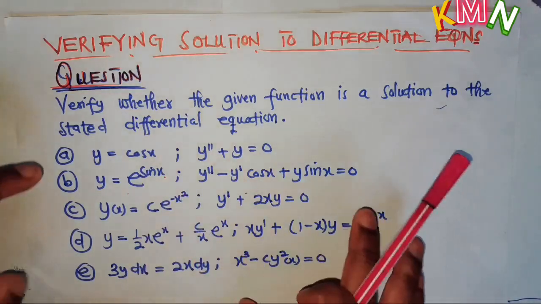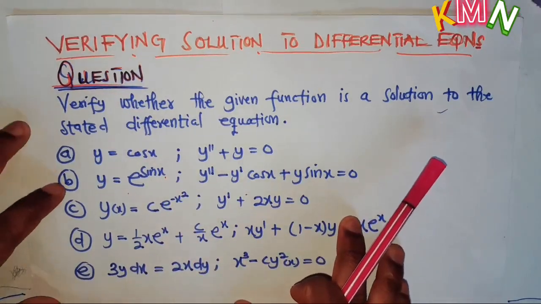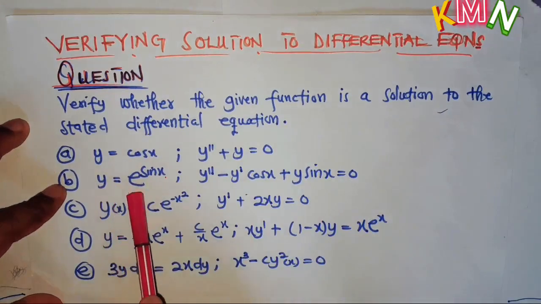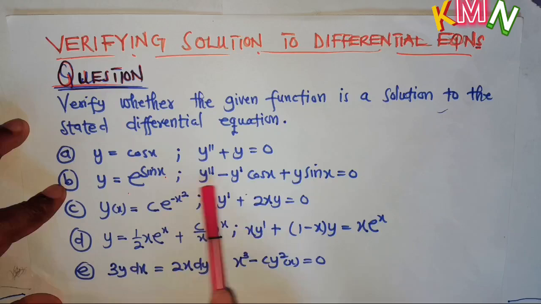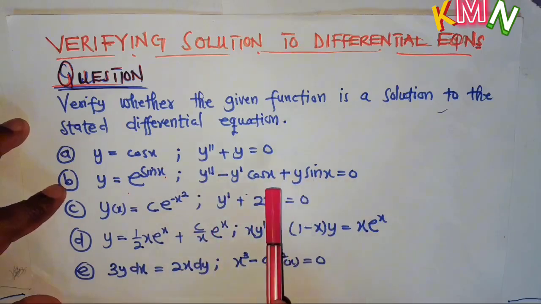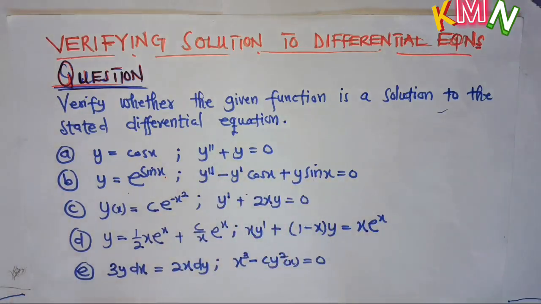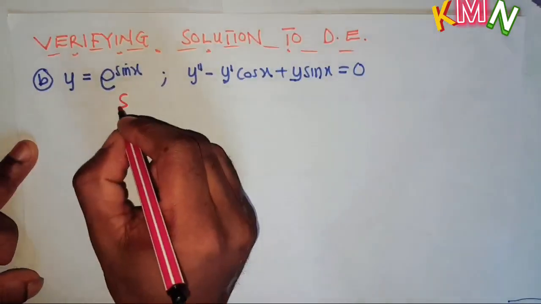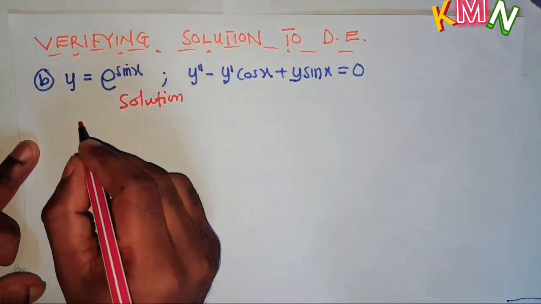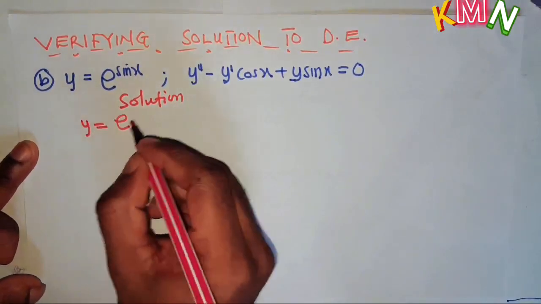Now our second example, it says we should verify that y equals e power sine x is a solution to y prime prime minus y cos x plus y sine x equals 0. So let's look at that one too. Our solution. As usual, let's take the function this.